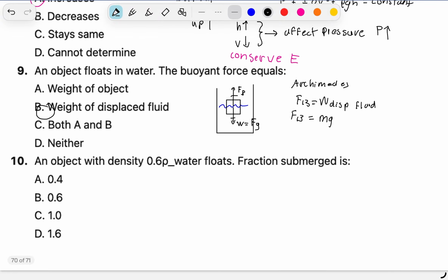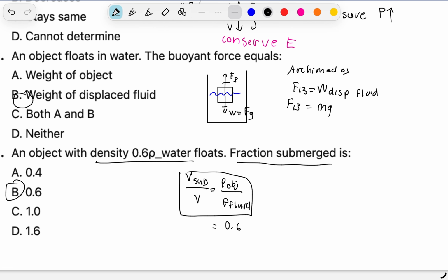Now an object with a density of 0.6 the density of water floats. So we want to find what the fraction submerged is. There's this ratio that we always use in order to find the fraction that is submerged, which is V submerged over the volume is equal to the density of the object over the density of the fluid. And we know that we have this ratio here. This is going to be 0.6. So the fraction submerged is equal to this ratio, and that's how we got 0.6.